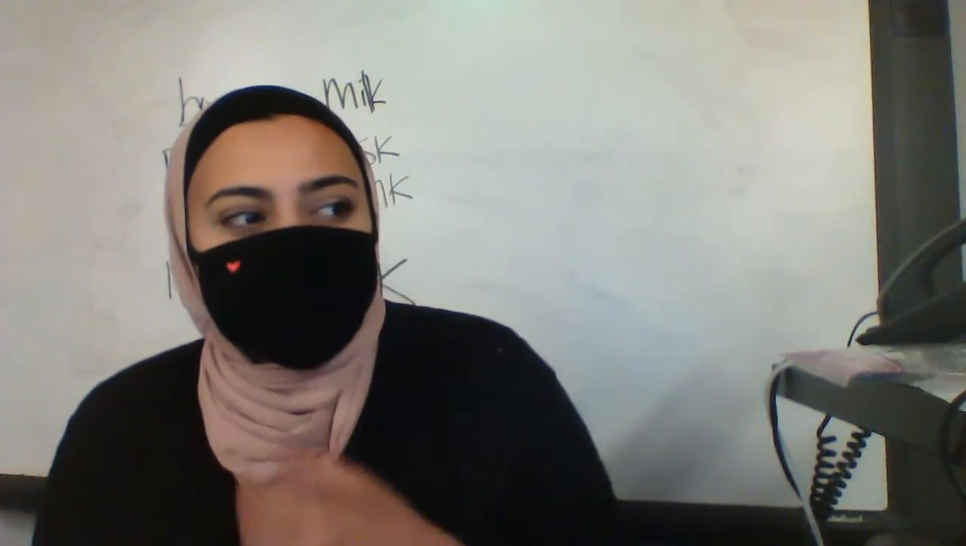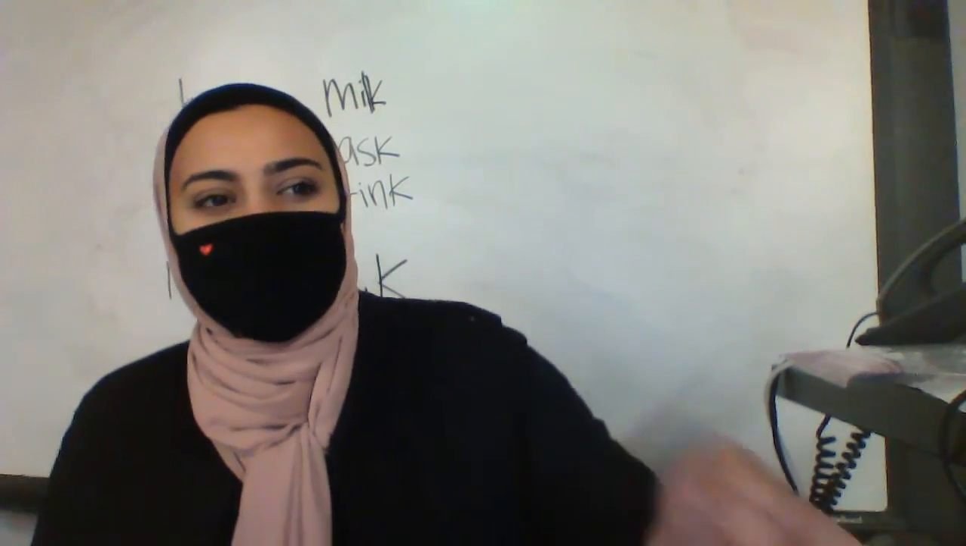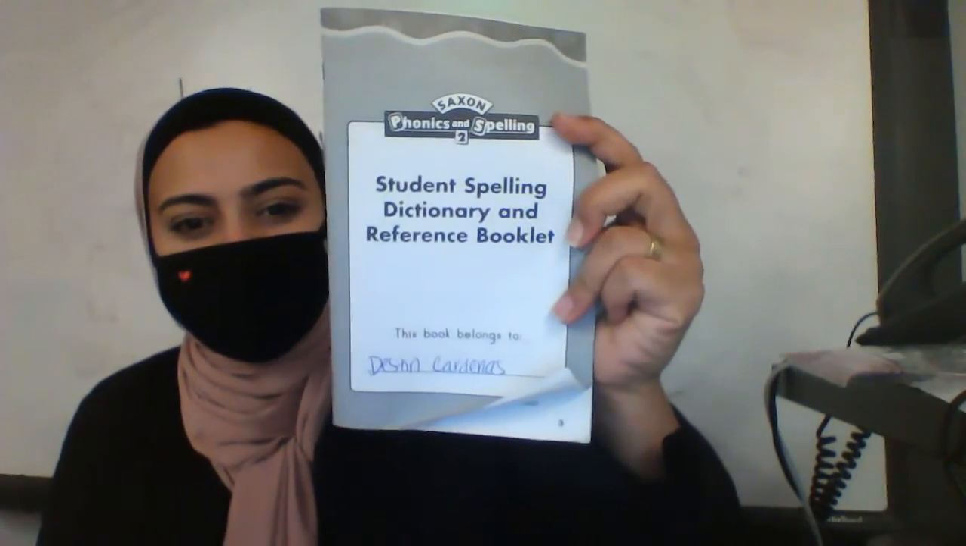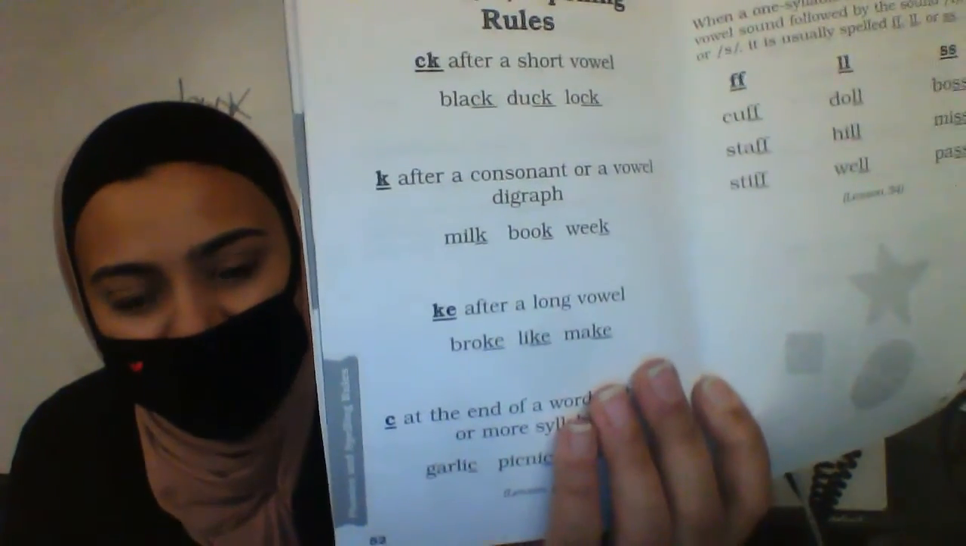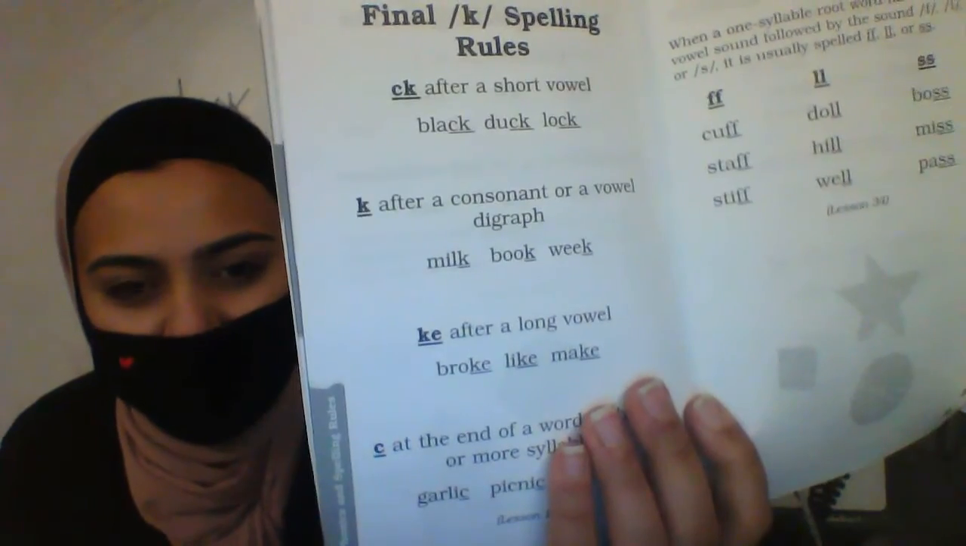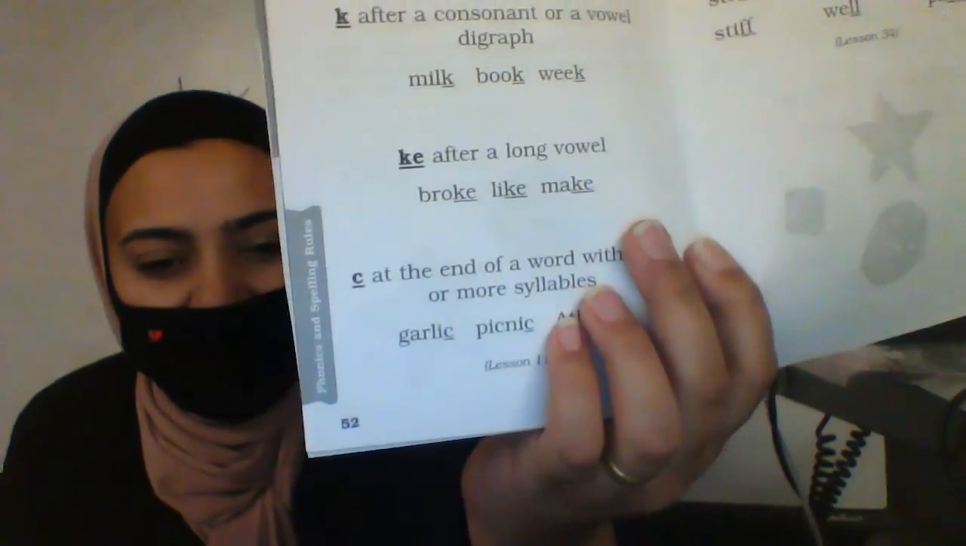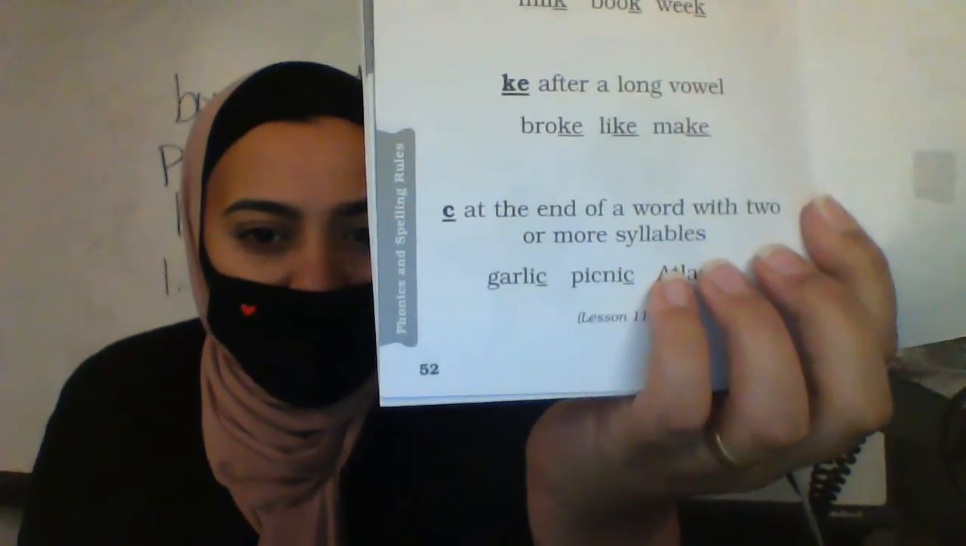You're going to need to have that out so you can do this right. Oh, and a heads up: I am going to take this up for a grade. So make sure you take out that booklet so we can talk about where we can find these answers. Good job. Destin, can I borrow yours, please? Oh, I got mine. Okay, it looks like this: Student Spelling Dictionary and Reference Booklet. If you open up this booklet, it's on page 52. It'll say Final K Spelling Rules, and then it tells you CK after a short vowel, K after a consonant or vowel digraph, KE after a long vowel, and C at the end of a word with 2 or more syllables. So use this when you do this.